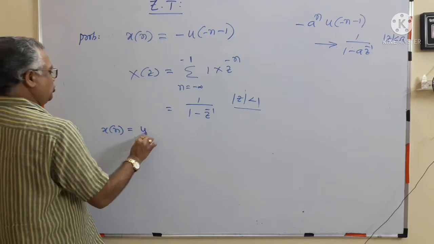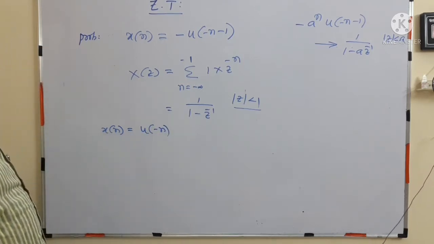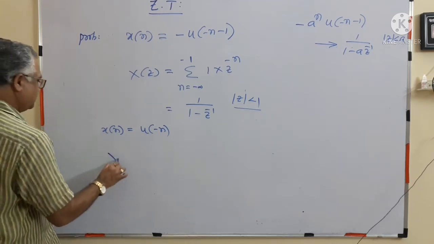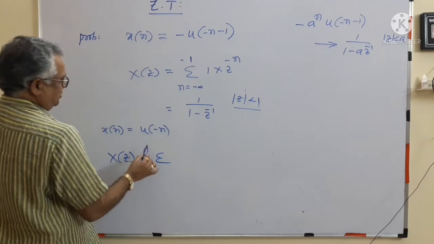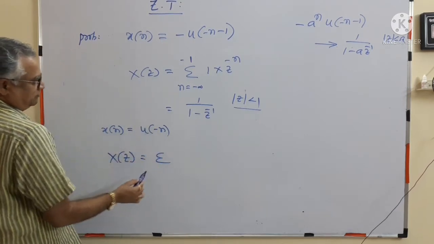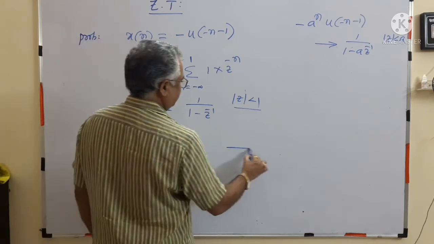Next, x of n is u of minus n. So X of z equal to sigma. Here u of minus n. U of minus n is like this.